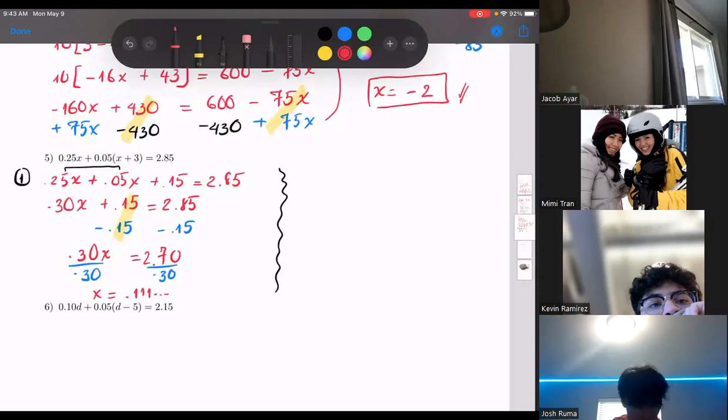0.111 and so on, which is what? If you change it into a fraction, 1/9.